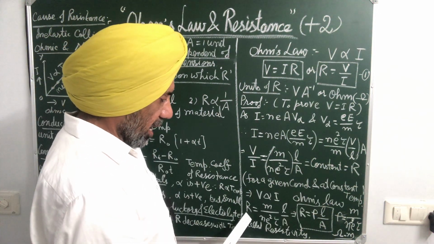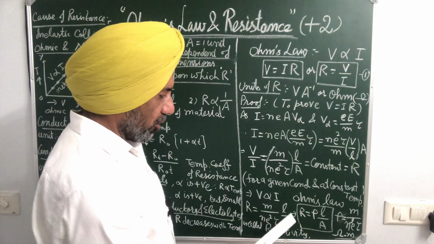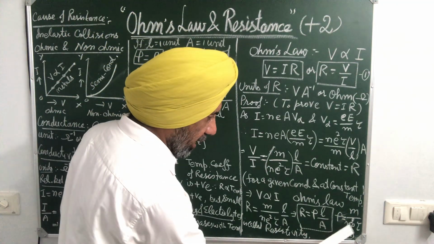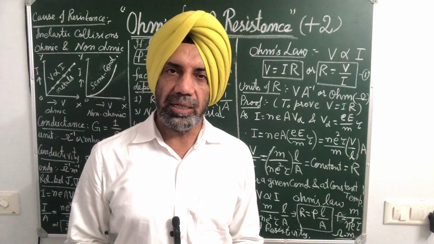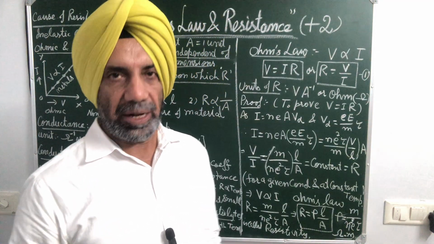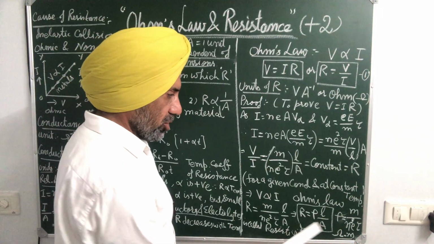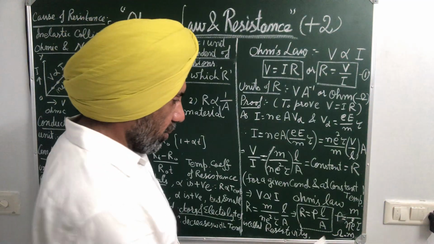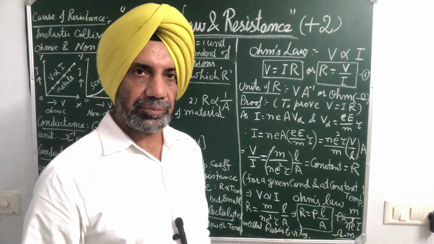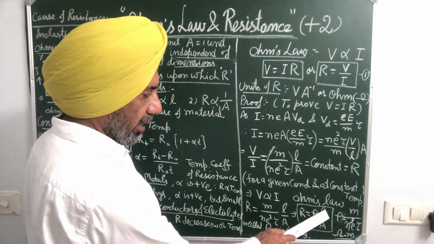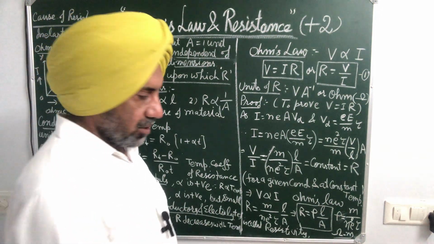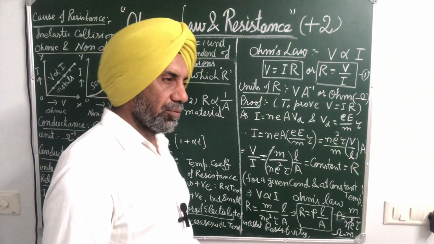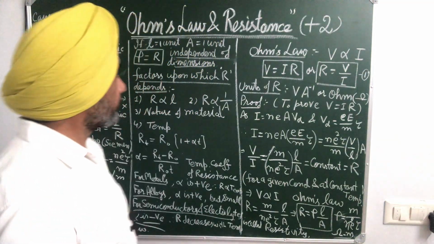So the expression for R comes out to be m upon ne square tau, into L upon A, or R is equal to rho into L upon A, where rho is equal to m upon ne square tau, and this rho is called the specific resistance or resistivity of the conductor. The units of rho will be ohm meter. If we substitute the values, length in meter and area in meter square, it will be 1 by meter, so it will be ohm meter. So resistivity has units of ohm meter in the SI system.